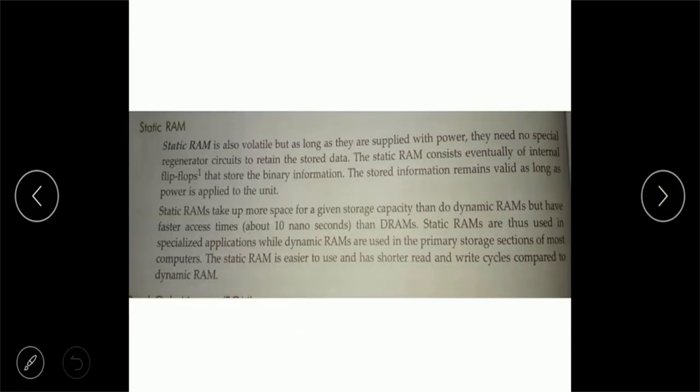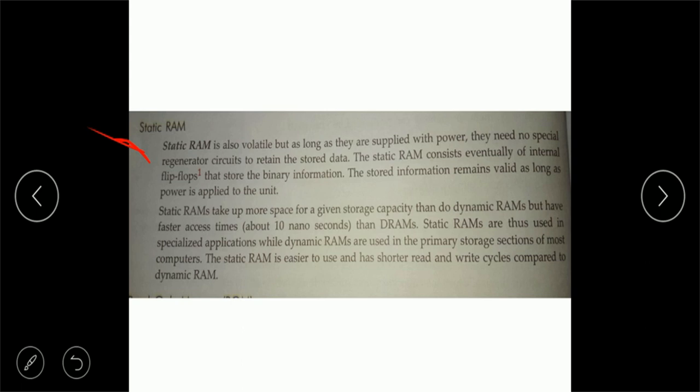Next, static RAM. Static RAM is also volatile like DRAM, but as long as they are supplied with power, they need no special refreshing. That means in DRAM refreshing is required, but here refreshing is not required. As given, static RAM is also volatile, but as long as they are supplied with power, they need no special regenerator circuits to retain the stored data. That means no refreshing is required.